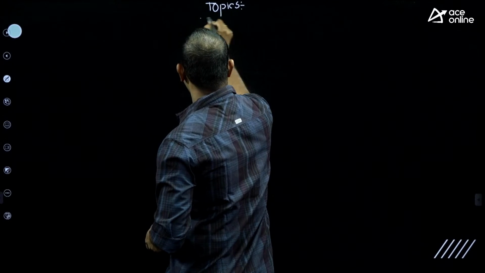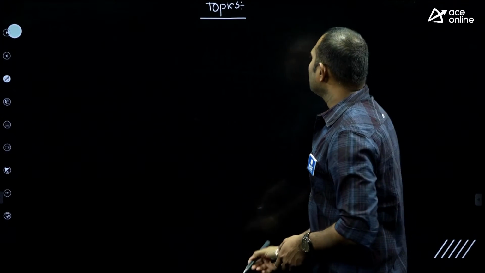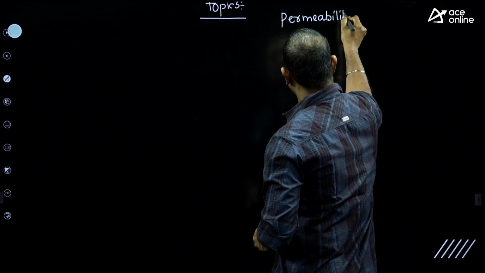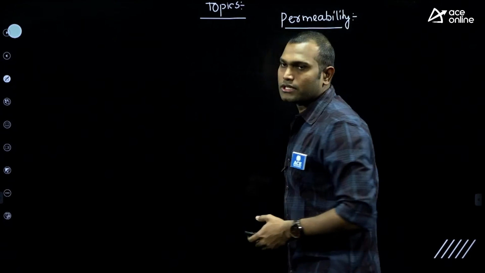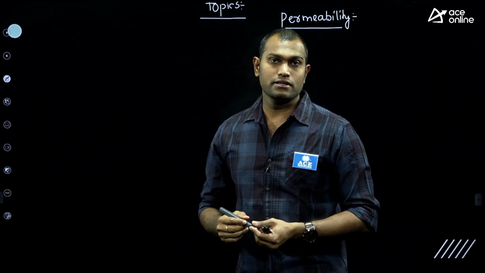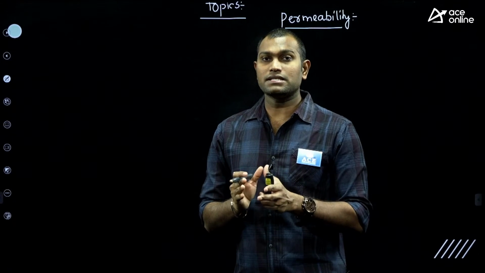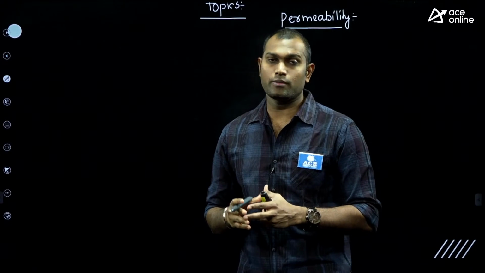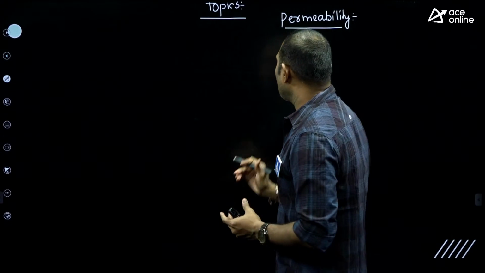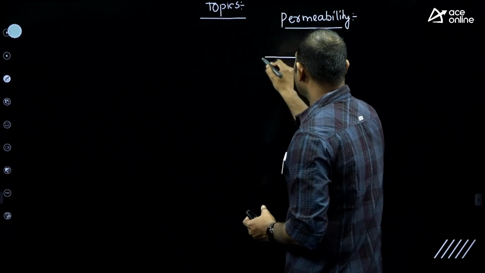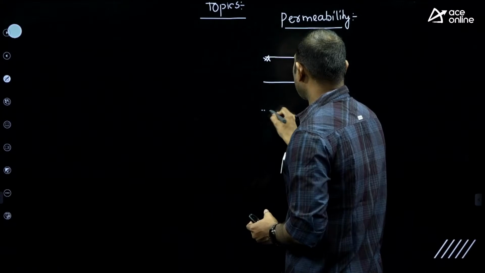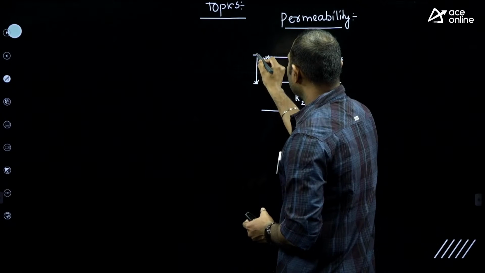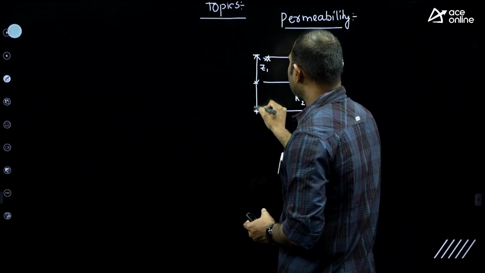Topics that can be asked. So in the case of permeability, the majority of the questions that have appeared are about flow passing through anisotropic soils. In the case of anisotropic soils, if you take a soil having different permeabilities, K1, K2, with thicknesses Z1, Z2.